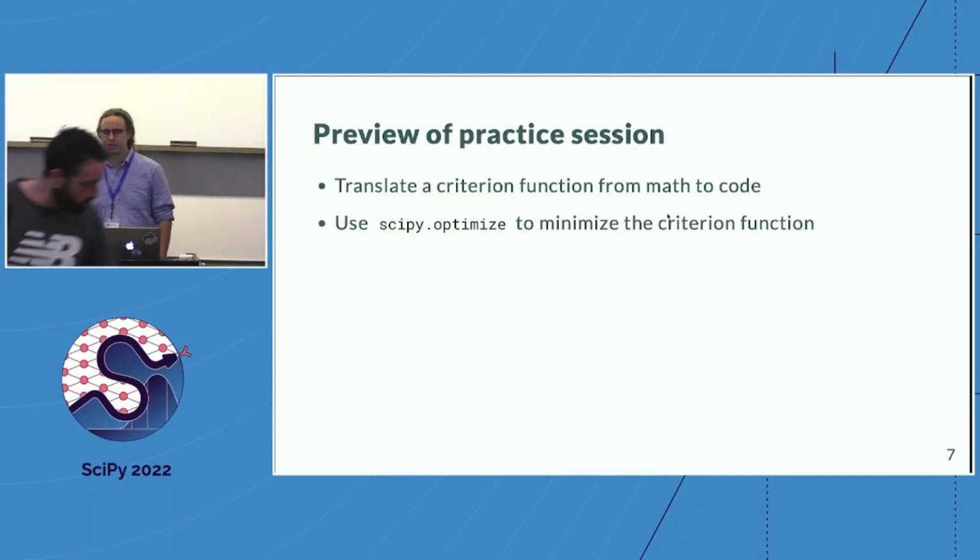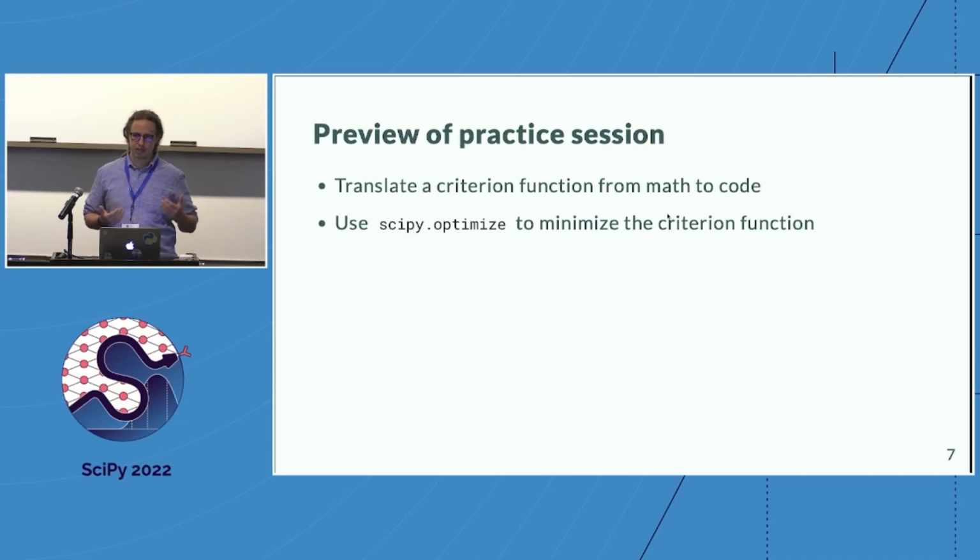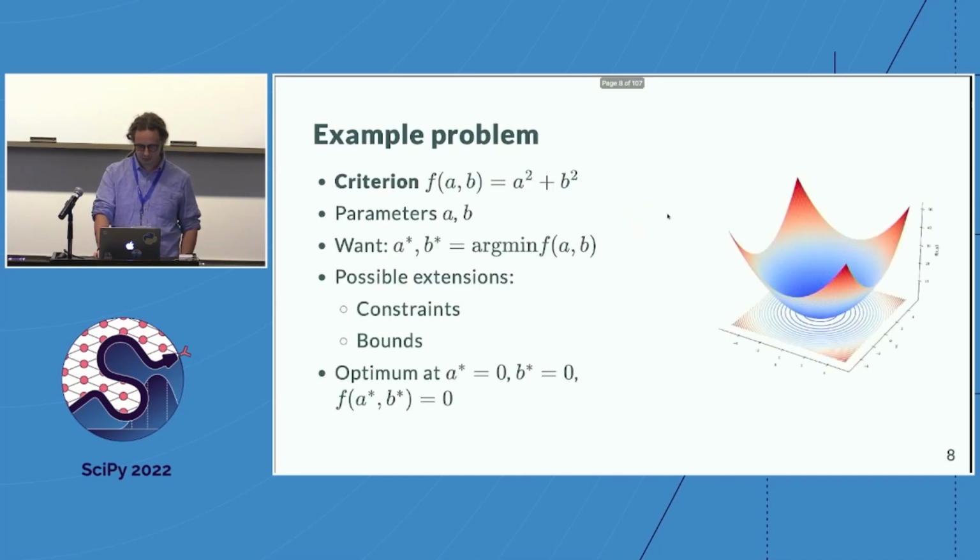Okay, so in the very first practice session, what you're going to get is the math description of a function to be optimized. And then you code that into Python and optimize this function using scipy.optimize. So this is a simpler example than what you're going to solve.